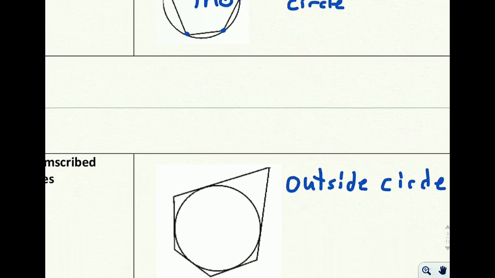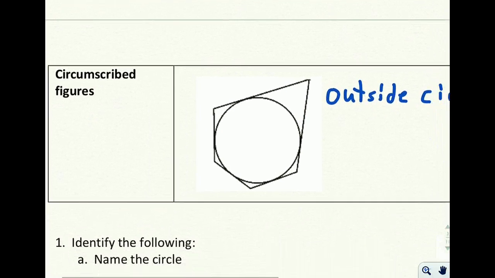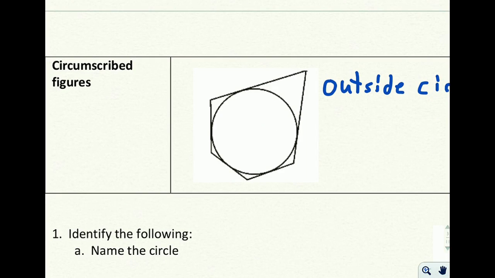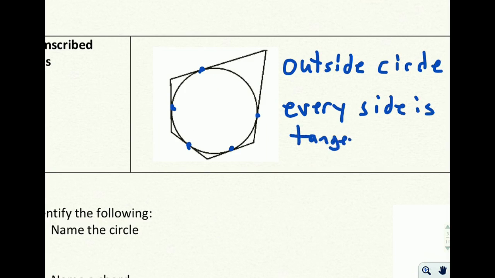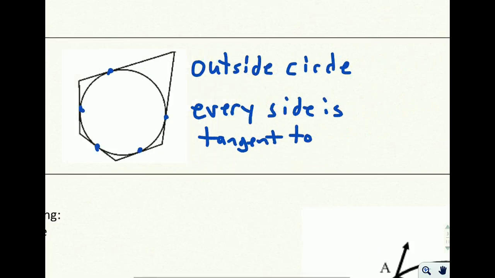Whereas a circumscribed figure, circum meaning outside, scribed meaning drawn, so drawn outside the circle, every side is tangent to the circle. So every side, somewhere in the middle of the side, not necessarily the exact center of the side, but somewhere along the side, there is a point tangent. So every side is tangent to the circle.